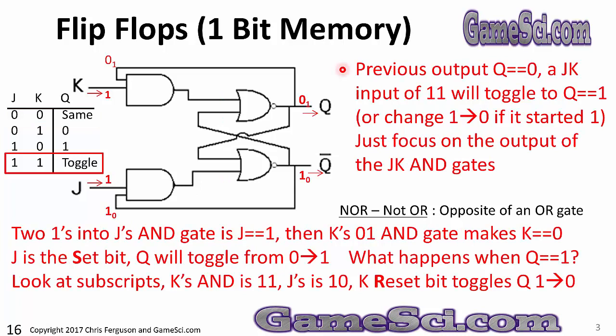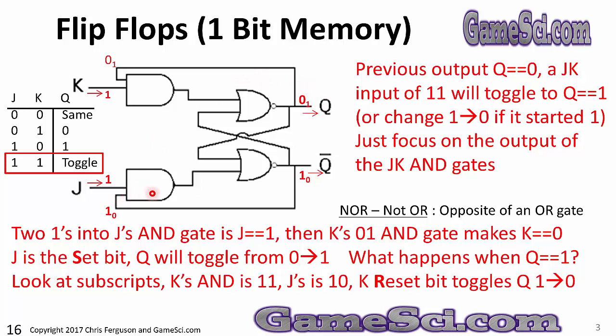With the previous output of Q equal to 0, a JK input of 1, 1 will toggle to Q equal 1, or change a 1 to a 0 if it started at 1. Just focus on the output of the JK AND gates. We're doing this line of the truth table with two ones on my JK input. Toggle the bit. If it was 0, toggle it to 1. If it was 1, toggle to 0.